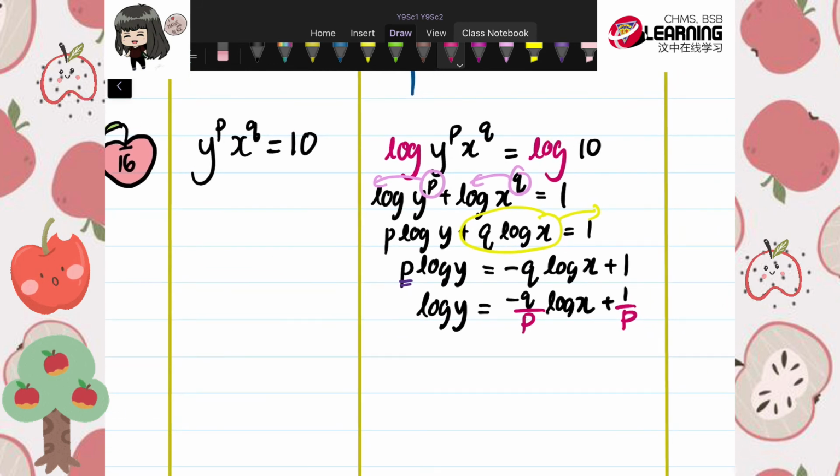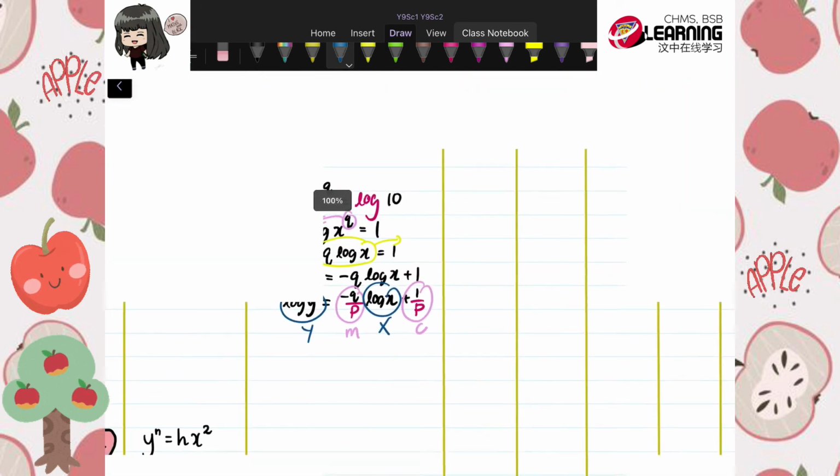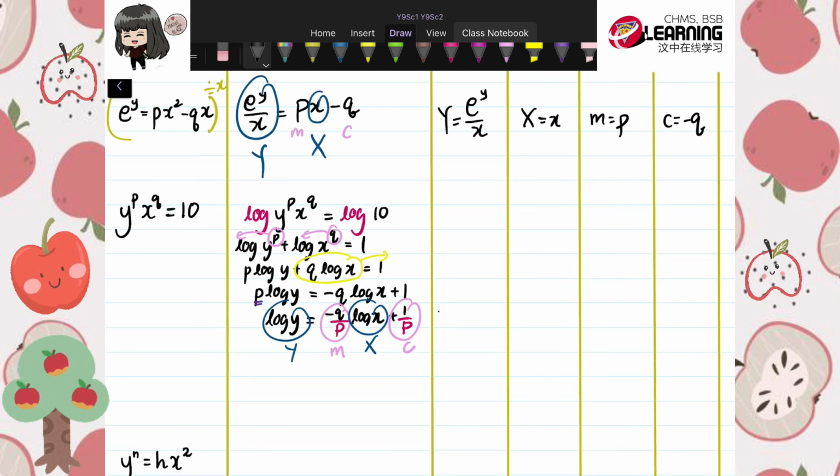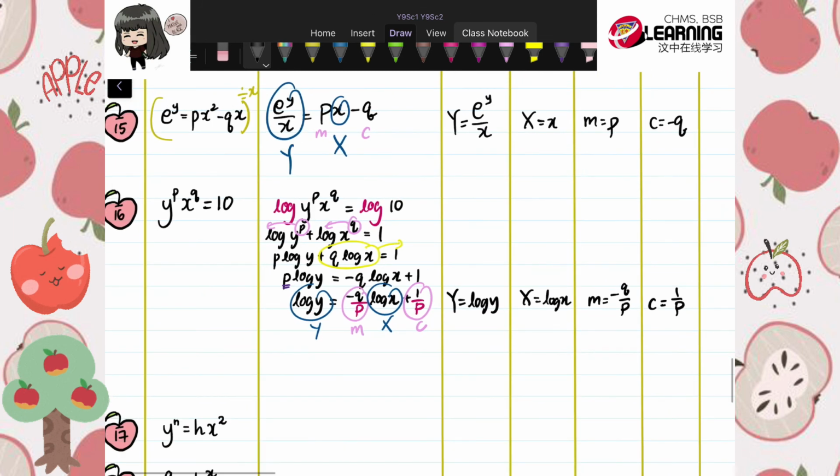So this one over p in front also can. Like this also can. It's the same thing as this. These two are the same thing. So I will just put it in front because that will be my gradient. This is my M, this is my C, and my Y and X. Okay, Y equals log Y, X equals log X, M equals negative q over p, and your C is 1 over p.